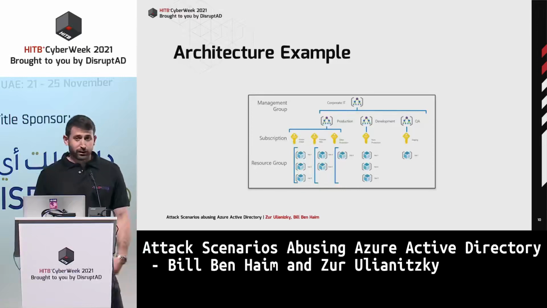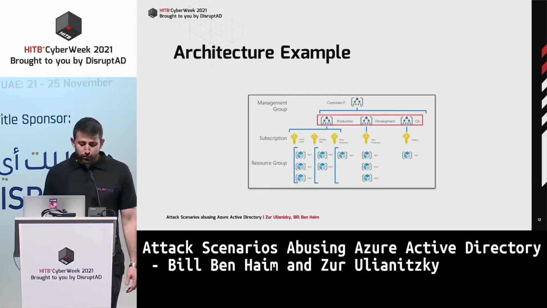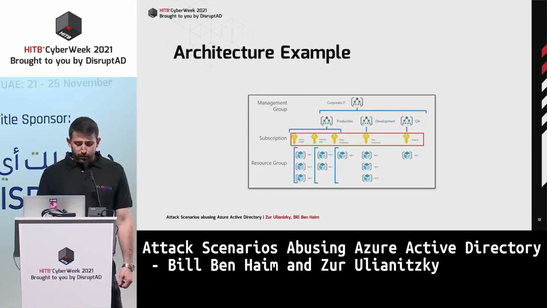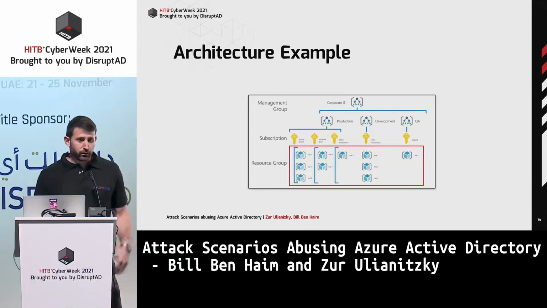Perfect. Let's see an example of architecture. In this example, we have the corporate IT, and we can see that the corporate IT has 3 different environments: the production environment, the development environment, and the QA environment. Each one of them is represented as a management group. Next, we have some sub-environments. Each one of them is represented as a subscription. And last, for each environment, we have different applications. Each application is represented as a resource group, and all the resources that we create in each resource group are relevant for that application.